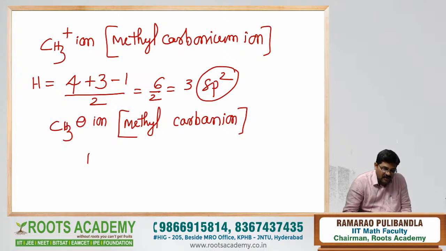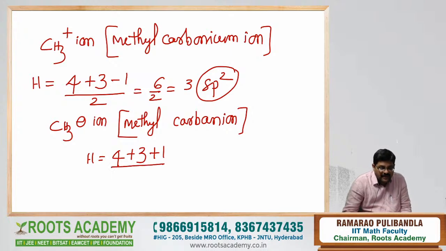Now what is the formula? Hybridization H is equal. So carbon is in the fourth group. How many hydrogens are there? 3 hydrogens are there. Yes or no? So in methyl carbanion, the carbon belongs to the fourth group. 4. How many hydrogens are there? 3 hydrogens are there. Here minus means what? Adding of the plus 1. Very good. The answer is Sp3.